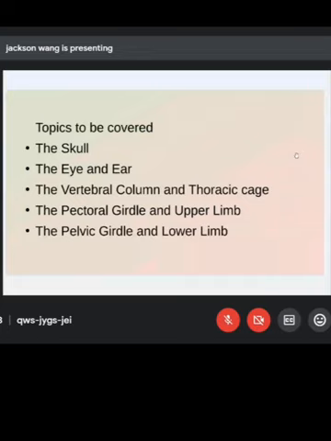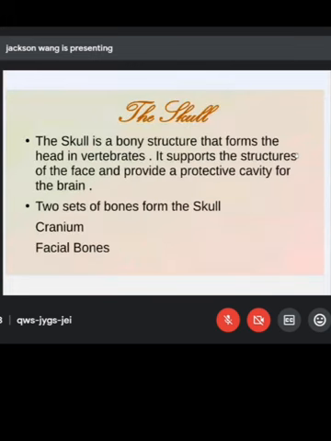So, the skull, le crâne. The skull is a bony structure that forms the head in vertebrates. It supports the structures of the face and provides a protective cavity for the brain. Two sets of bones form the skull: the cranium and the facial bones.